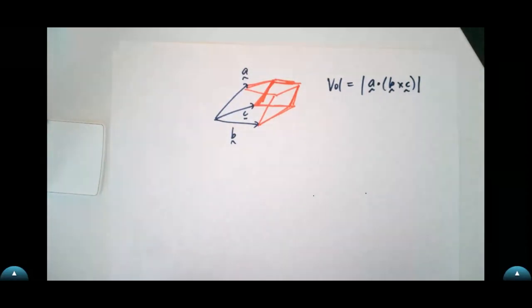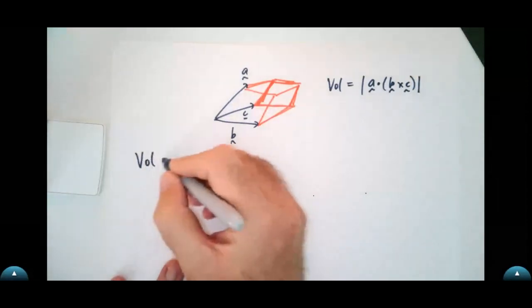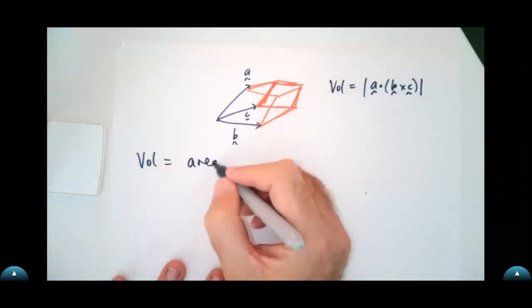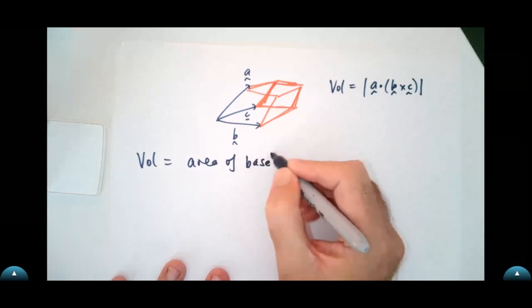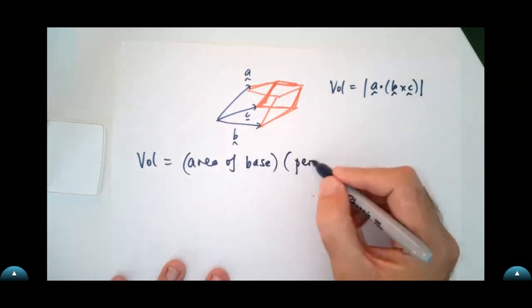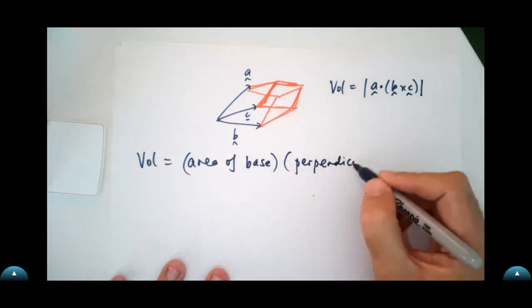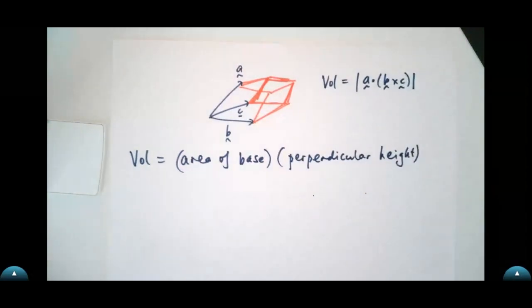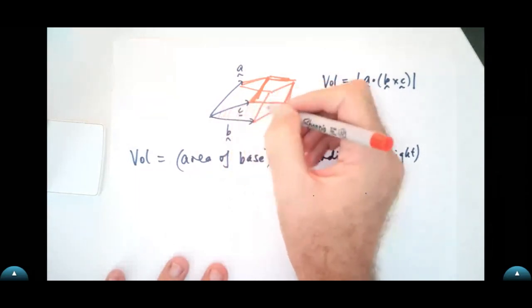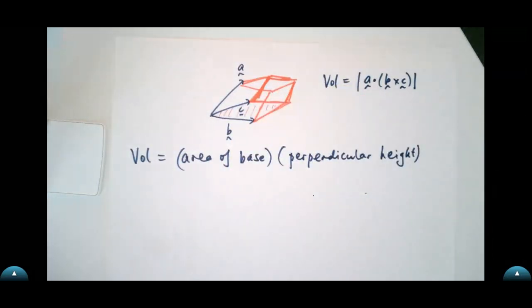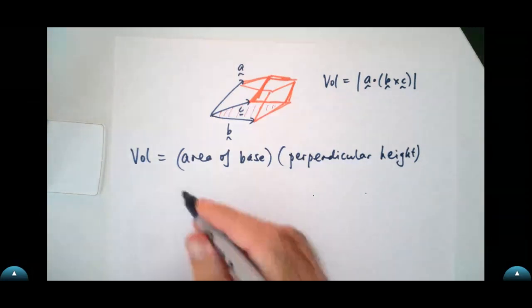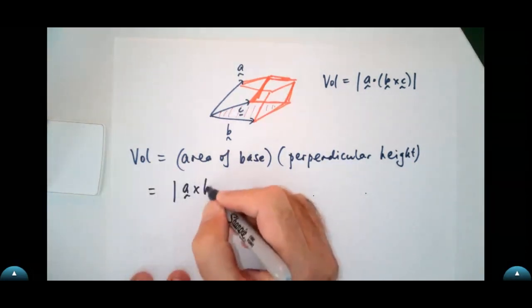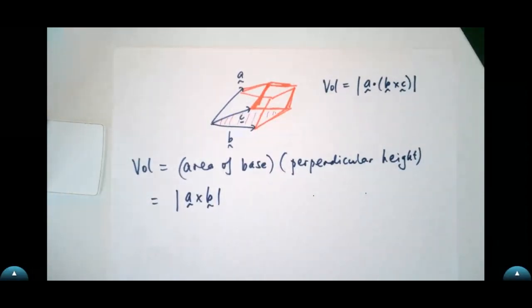So how does this actually work? Well, we know that the volume is the area of the base multiplied by the perpendicular height. Yeah? And the area of the base is, in this case, just a parallelogram. So this is just that.